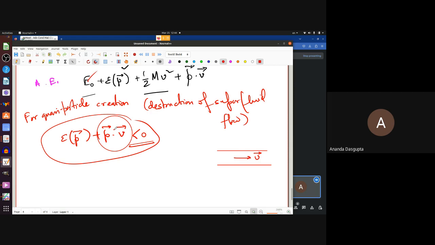I'm asking a very simple question. If this thing is to be negative or even zero, what does it tell you about the relationship between P and V? Well, the most obvious thing it tells you, first of all: P dot V. What sign should it have?